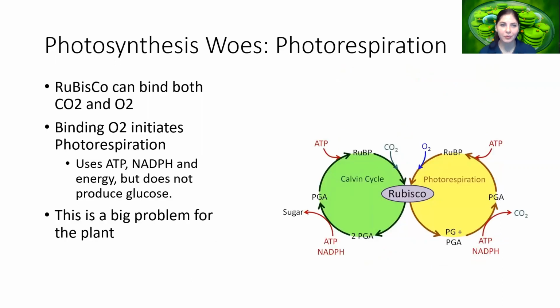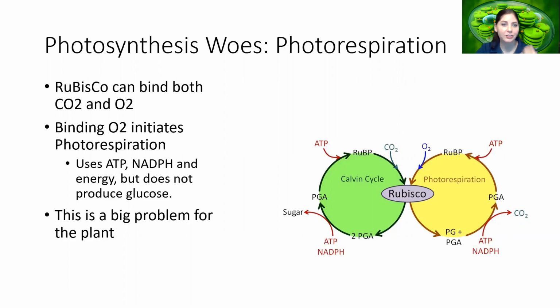Now, as far as photorespiration, in the photosynthesis video, we talked about the enzyme rubisco that basically binds both carbon dioxide and oxygen. And so usually it's binding carbon dioxide with ribulose bisphosphate, creating that 6-carbon molecule. Now, unfortunately, it can also bind oxygen, not just carbon dioxide. Now, the binding of this oxygen initiates a process called photorespiration.